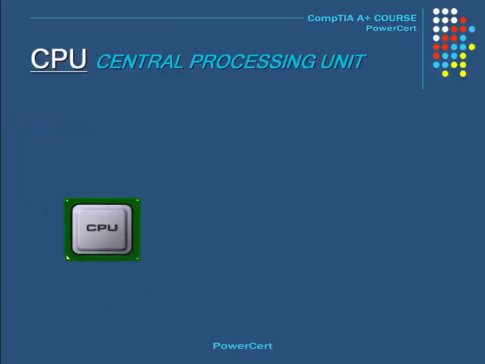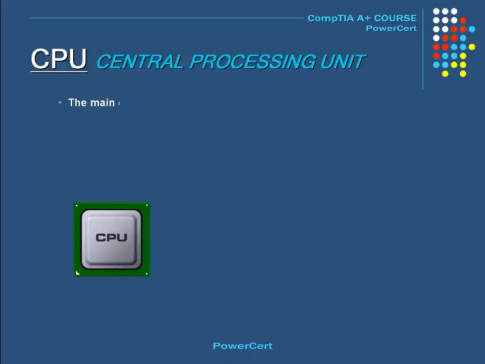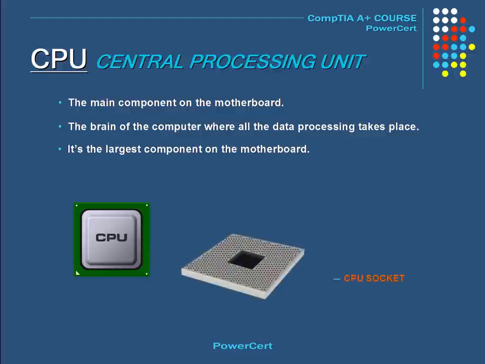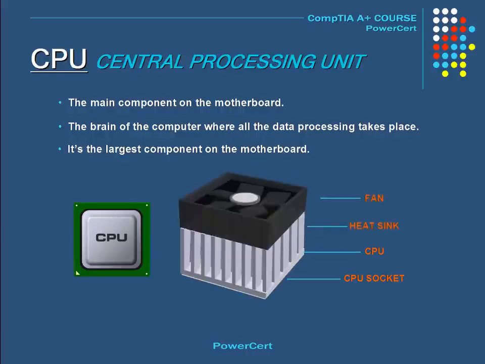The Central Processing Unit, or CPU, is the main component on the motherboard. It's the brain of the computer where all the data processing takes place. It's in charge of executing program instructions and logical calculations. The CPU is the largest component on the motherboard. It's a square chip that is inserted into the motherboard in a plastic or metal holder called a CPU socket. And directly on top of a CPU is the heatsink and fan, and these are used to keep the CPU from overheating.